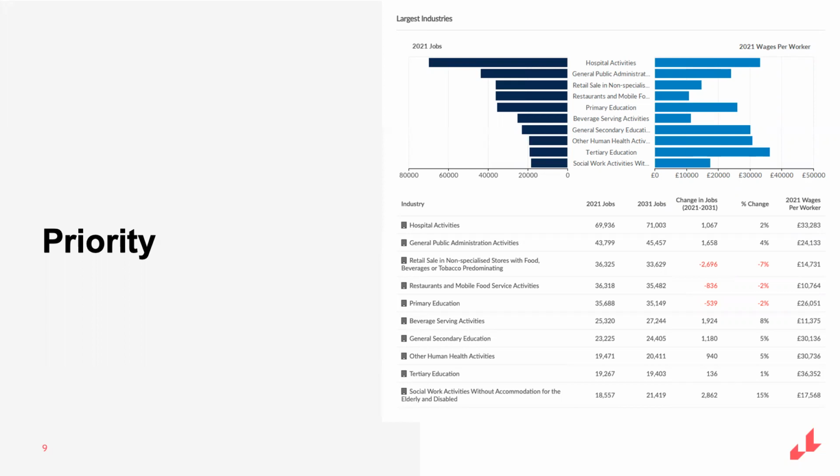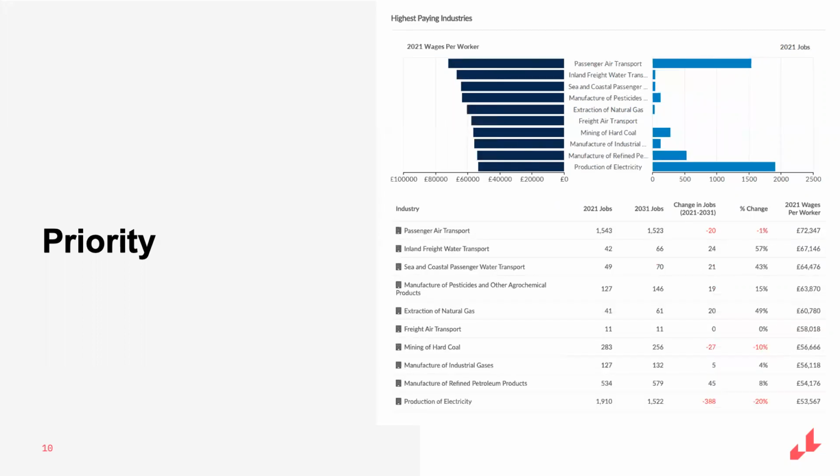Let's look at it the other way around, by wages. Here we have the highest paying industries in the northeast juxtaposed with the volume of jobs. Clearly, there are some high-paying jobs, but the volumes are low. Nevertheless, there is overlap in these two key metrics in passenger air transport and the wider energy sector. Another way of coming at this is by growth.